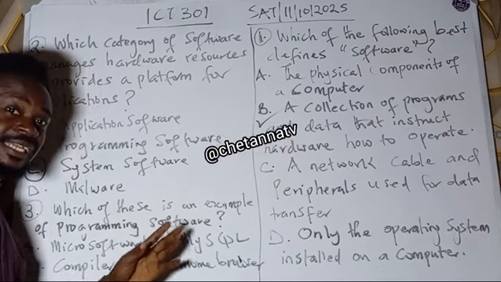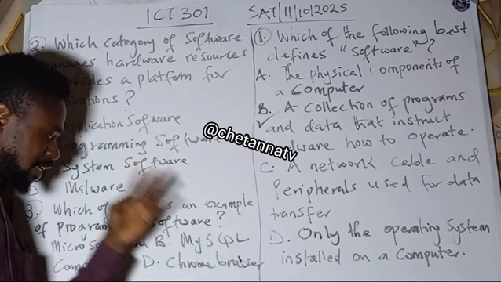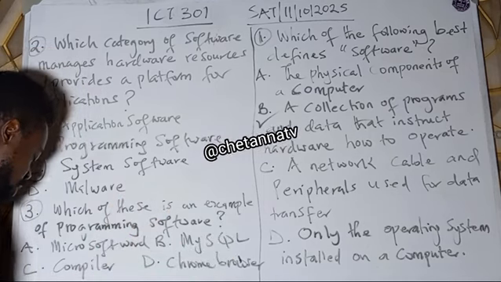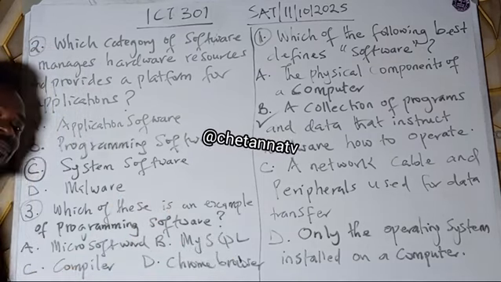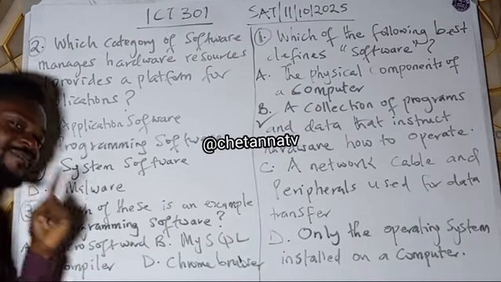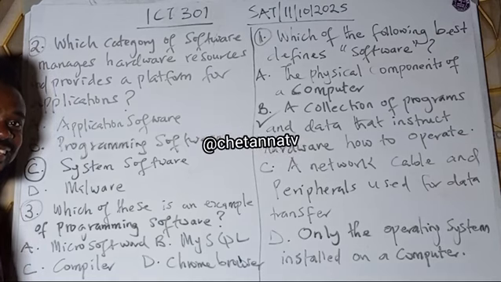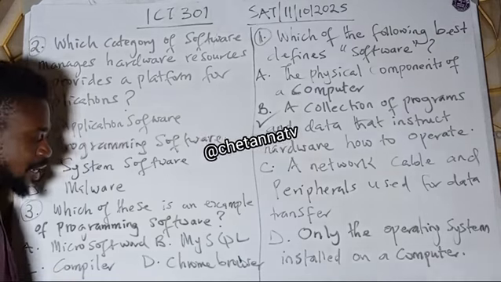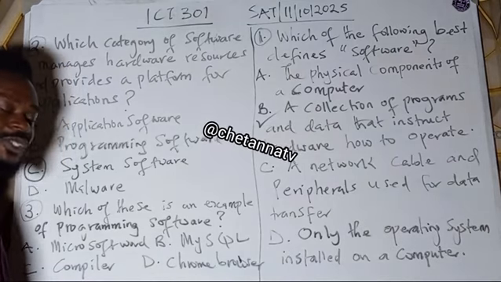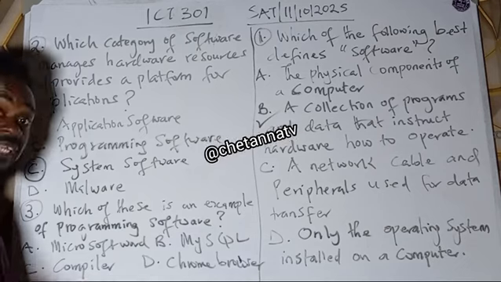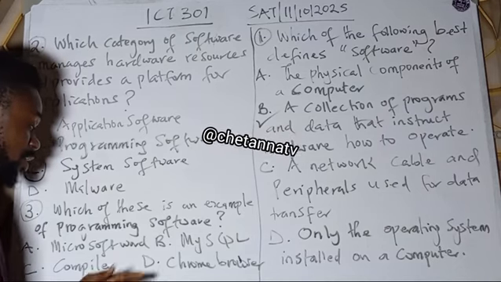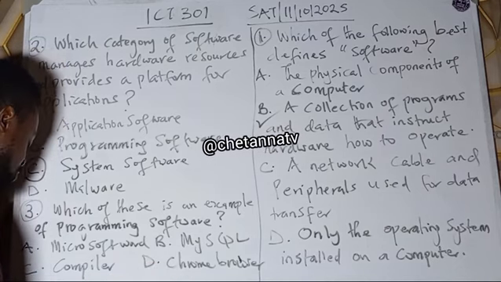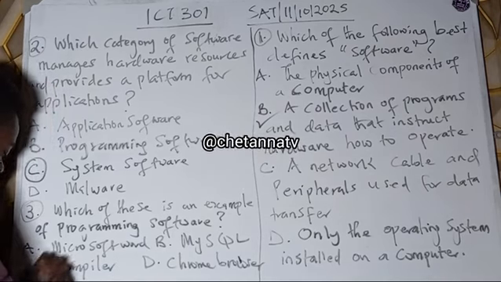MySQL is just a database management system. It has nothing to do with programming. Compiler, yes. Compiler is a what? Programming software. Compiler is a programming software. Chrome browser is not programming software. Chrome browser is also for end users. It's a web browser. It's also an application. So the answer is what? C. Compiler.